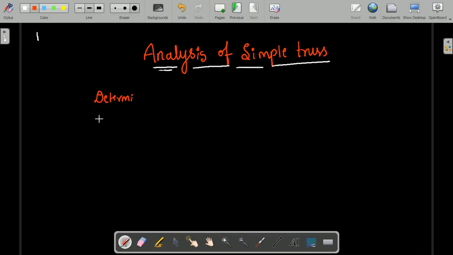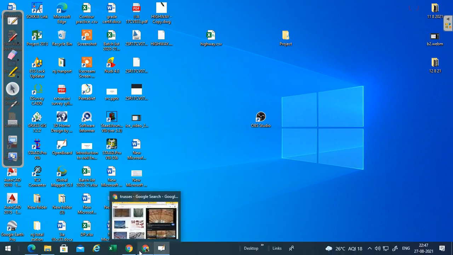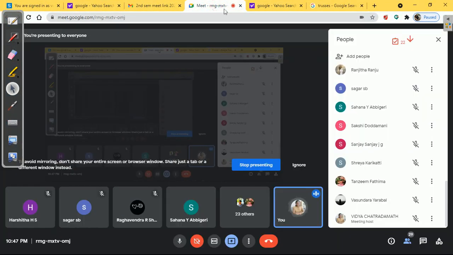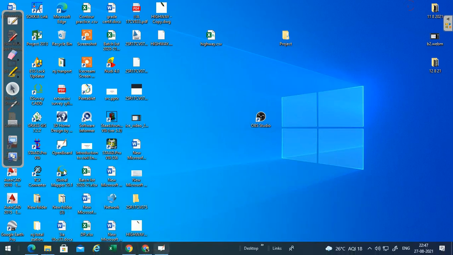So okay, let me continue. As we know, we are discussing trusses. So there are two types of structures we can observe, that is determinate structure as well as indeterminate structure. So what do you mean by the determinate structure and what do you mean by the indeterminate structure? That you need to understand.